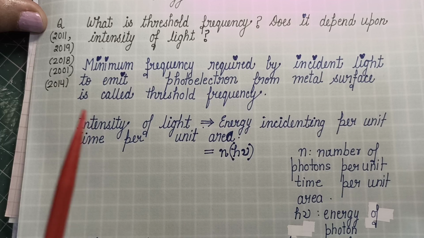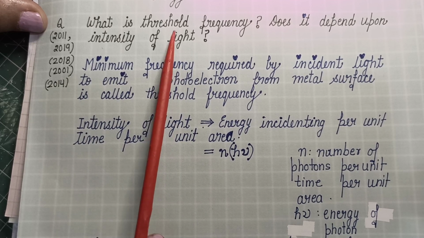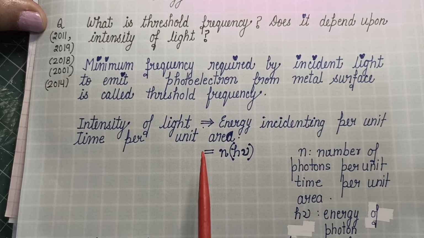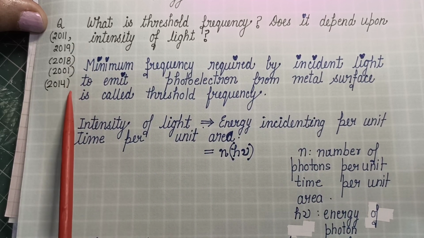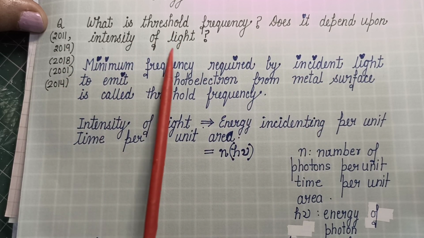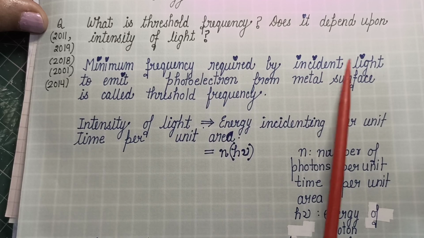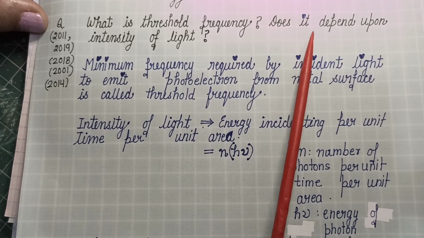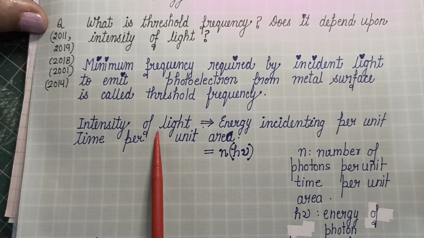The second type of question from this topic will be a definition or a question asking you why this happens, or the factors on which a particular quantity depends. Like here, you can see how many times this question is asked: what is threshold frequency and how does it depend upon the intensity of light. So first I have written the definition of threshold frequency, and after that, to give the answer to the second part, see how we need to answer.